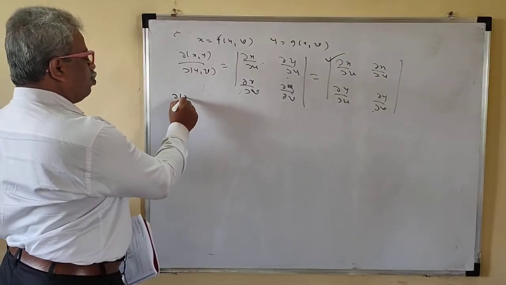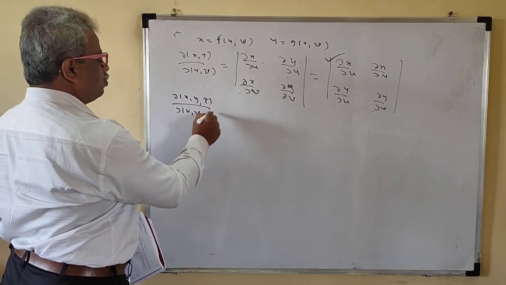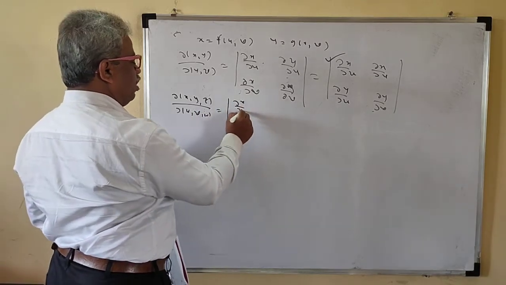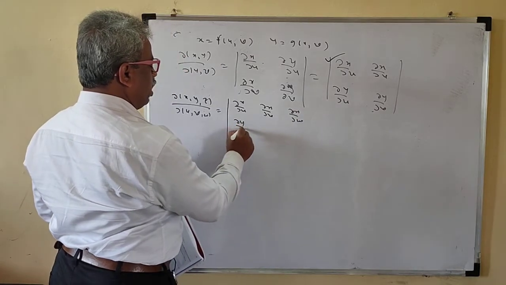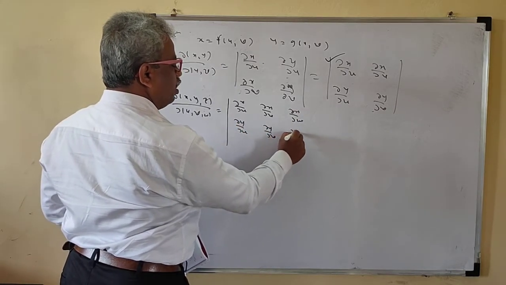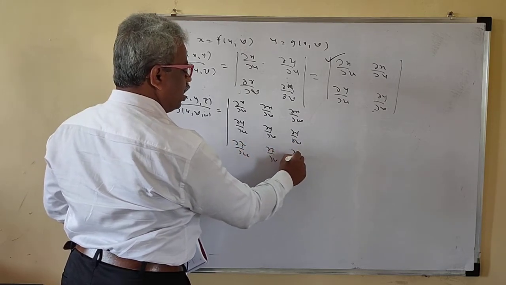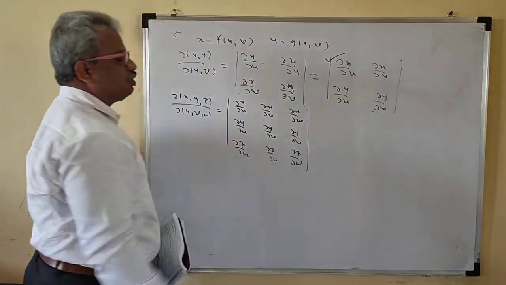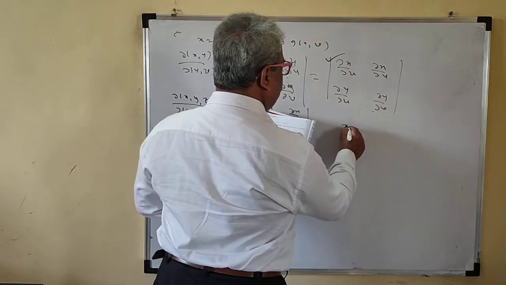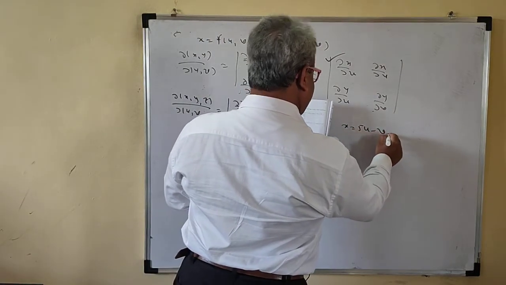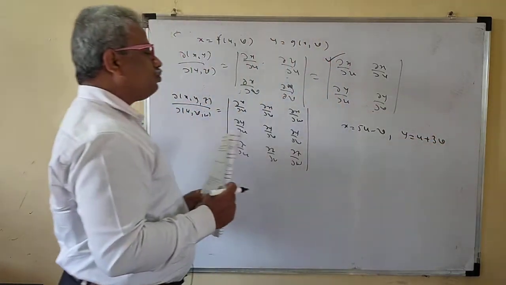Same thing here, dou x y z by dou u v w. So this is dou x by dou u, dou x by dou v, dou x by dou w, dou y by dou u, dou y by dou v, dou y by dou w, dou z by dou u, dou z by dou v, and dou z by dou w. So this will be your Jacobian. Now we easily find this. Suppose x is equal to 5u minus v and y is equal to u plus 3v.